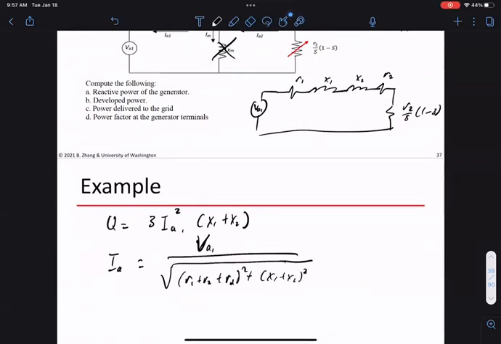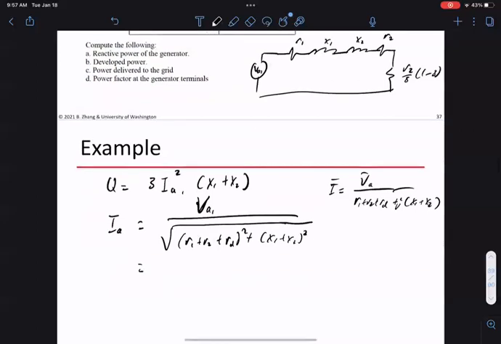Okay, so this is I, right? Remember in the phasor calculation, I is V over R1 plus R2 plus RD plus j(X1 plus X2). To get the magnitude of the current, we take the square root at the bottom. You plug this in, and this is roughly 41 amps. Any questions with the current calculation?